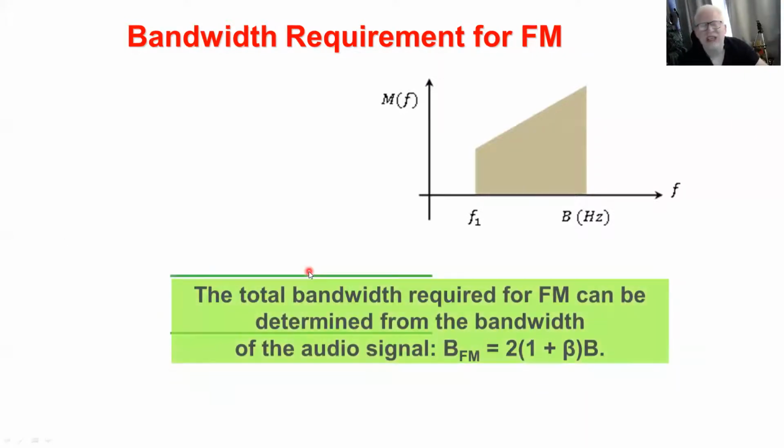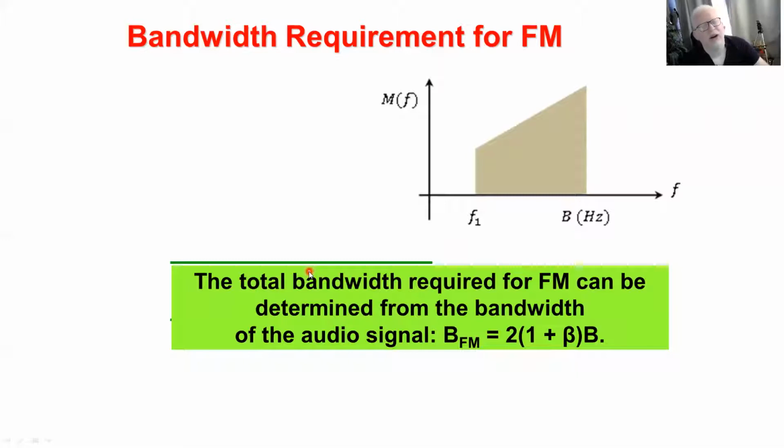So you can easily use this law, whether you have narrowband or wideband. However, for greater values of beta, the bandwidth starts to increase. For example, most wideband FM signals use beta equal to 4. So if you put beta equal to 4, 1 plus 4 is equal to 5. Then you have a total bandwidth of 10B.